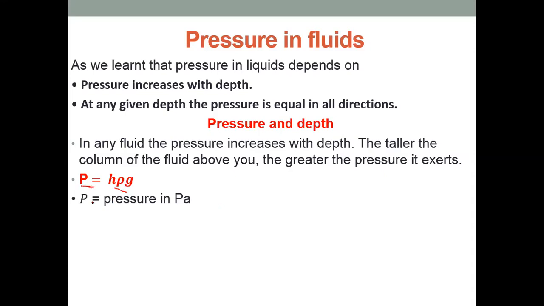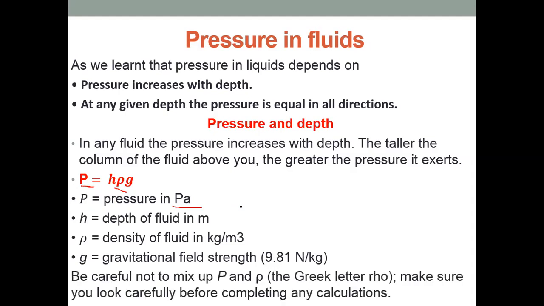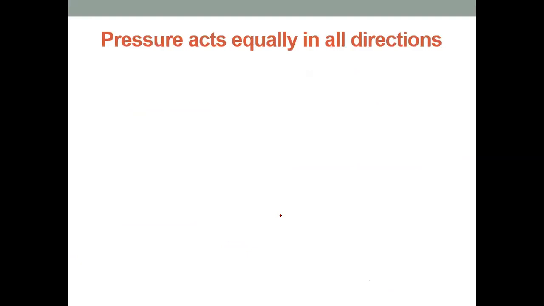So we are going to find our pressure, with the SI unit of pressure being Pascal. We have the depth of the fluid in meters, the density of the fluid in kilograms per meter cubed, and the gravitational field strength of 9.81 or 10 Newton per kilogram. Again, don't mix up P and rho. This is P, which stands for pressure, and this is rho, which stands for density of the fluid. It's a Greek letter. Don't confuse them. You shouldn't forget this.